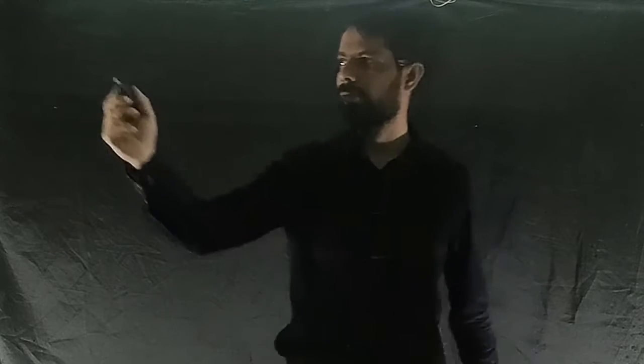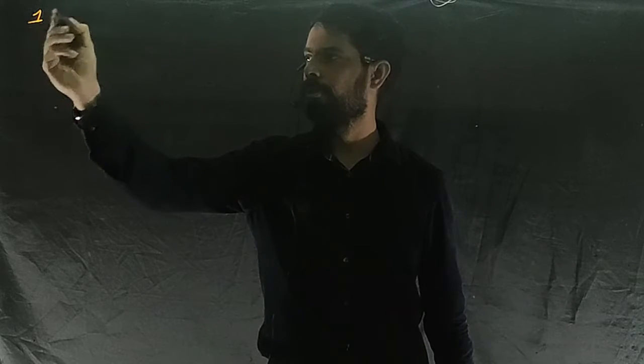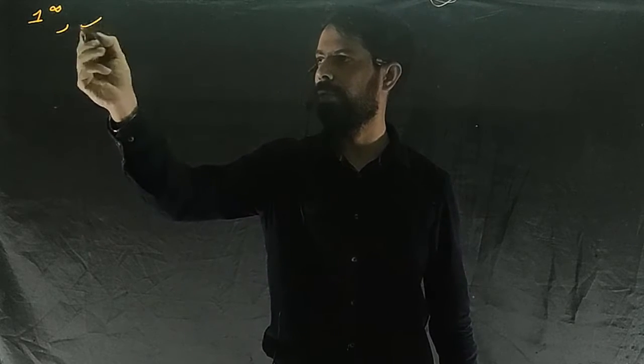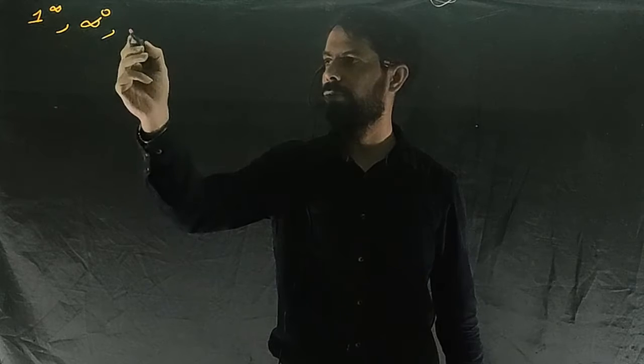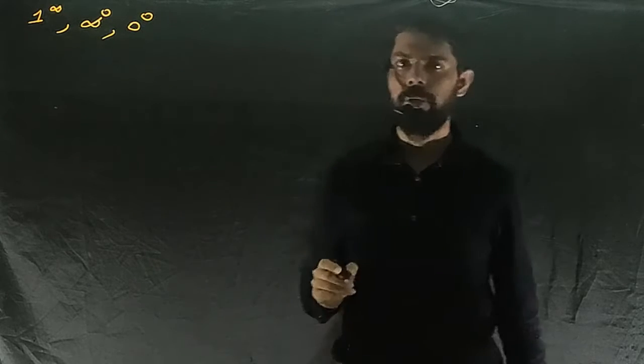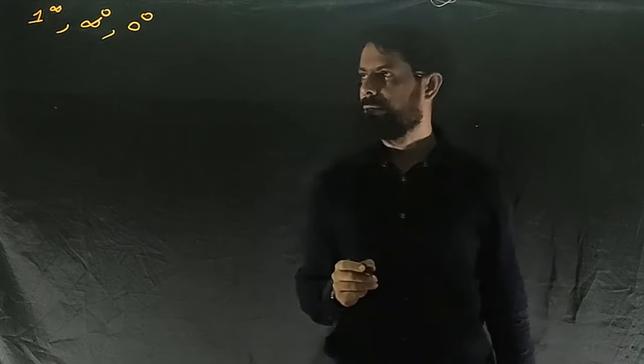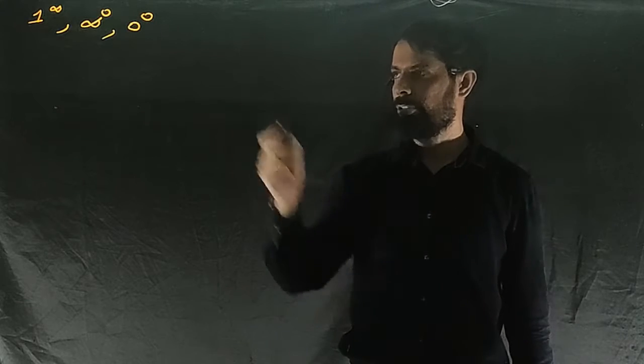Today we will discuss three indeterminate forms. So first one is 1 raised to infinite, then second one is infinity raised to 0, and third one is 0 raised to 0. Now let us discuss examples related to these forms.